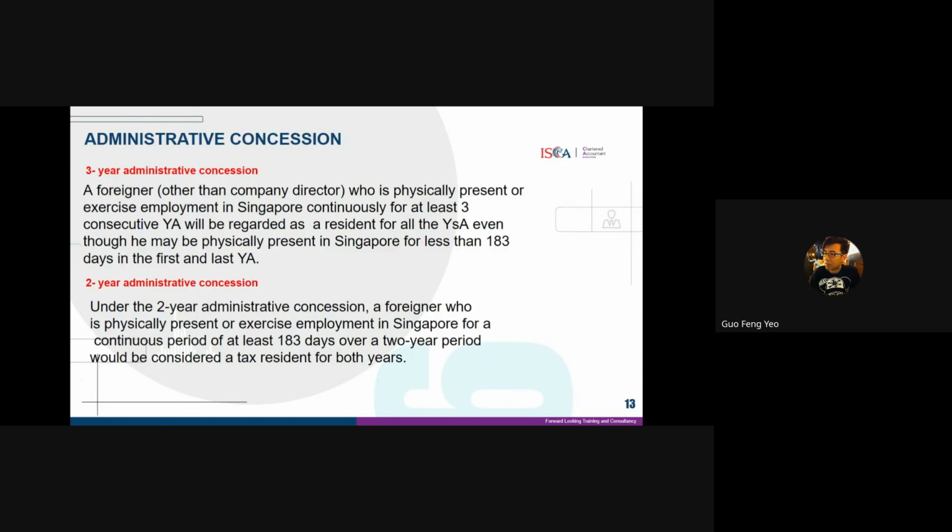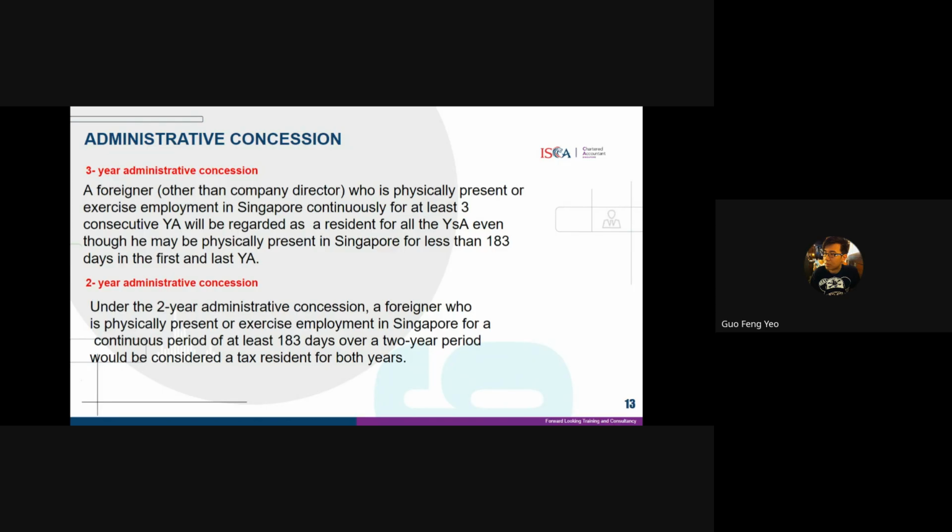So in this case itself, even though for the first and the last YA, from the physical number of days in Singapore, the individual may not satisfy the 183 days criteria, the administrative concession allows the individual to be treated as a Singapore tax resident as long as he has continuously exercised employment or presence in Singapore for 3 consecutive YA.